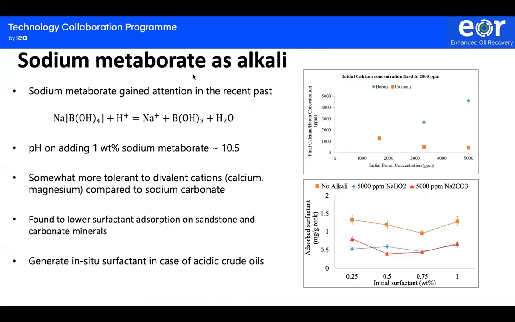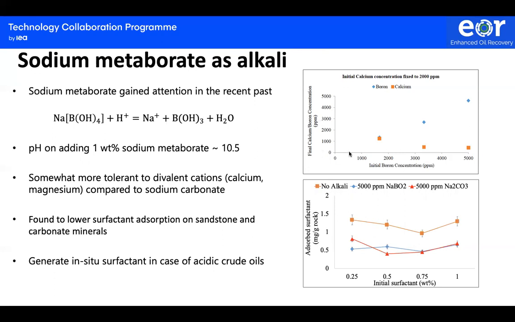Similarly, sodium metaborate is another alkali that we have studied recently, and the pH that you get is around 10.5 with 1 weight% sodium metaborate. And sodium metaborate is somewhat tolerant to divalent cations. Now, this is not a very high concentration, but compared to sodium carbonate, it has more tolerance to divalent cations. That you can also see here.